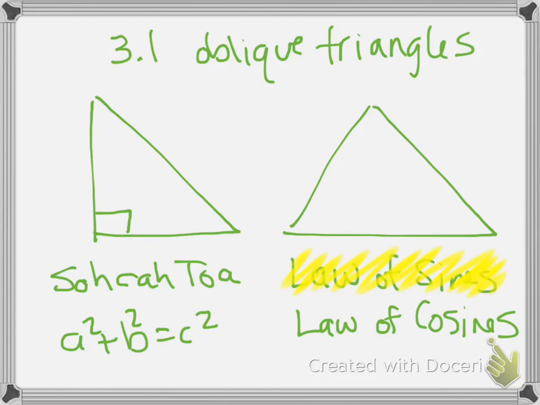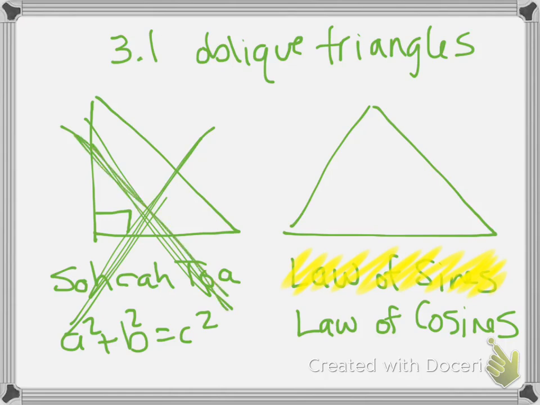We will not use SOHCAHTOA. And it'll be really apparent when you get into your homework that SOHCAHTOA and Pythagoras will not work because the triangles we deal with are going to be oblique. So, let's jump in. It's pretty exciting. I think you guys are going to enjoy this.